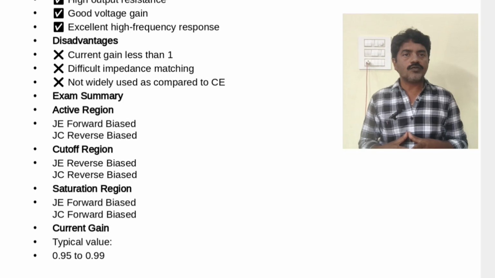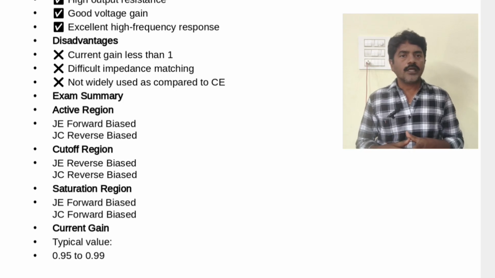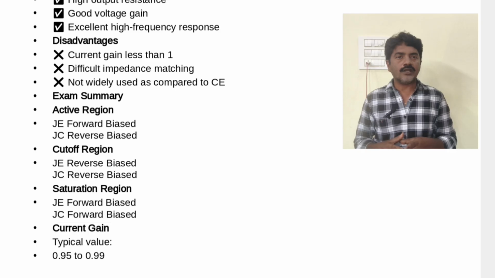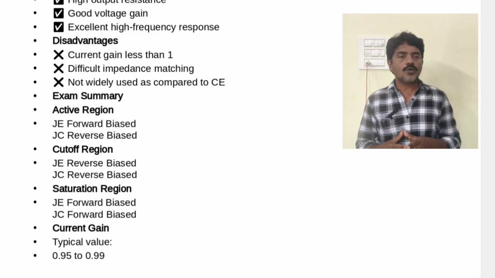Advantages of CB configuration: input resistance is very low and output resistance is very high. It is suitable for high frequency responses. Disadvantages are that the current gain is less than 1, so it is very low. So it is not suitable for amplifier use.